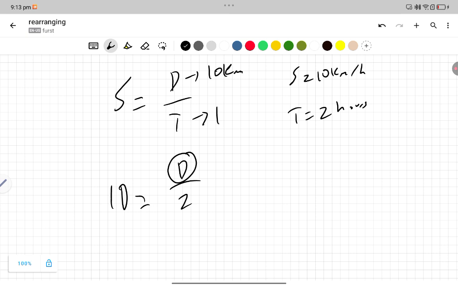So to make distance on its own, what's happening to distance? It's being divided by 2. So to get rid of it being divided by 2, we have to multiply by 2. And whatever we do to one side, we have to do to the other. So distance equals 20. So he ran 20 kilometers.